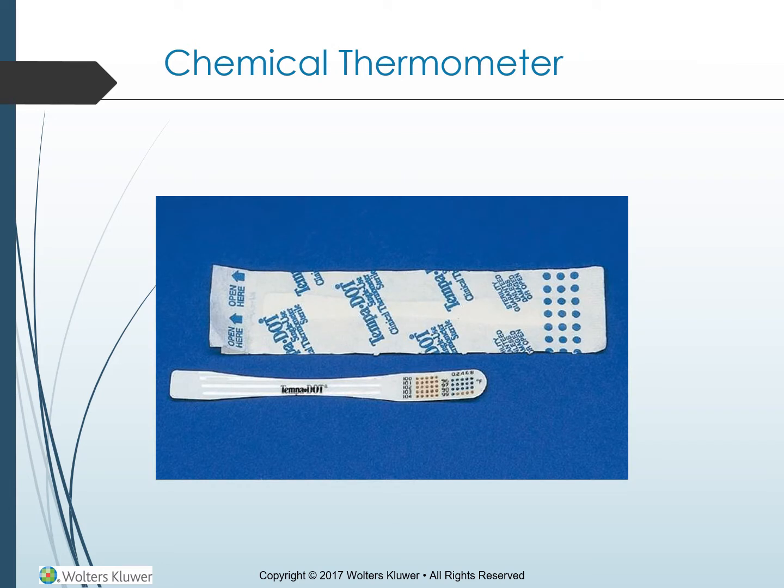The chemical thermometer is the Tempadots. They're inexpensive, they're good for isolation patients, and they are disposable. And again, these are sublingual. You put them underneath the tongue, you leave them in for a minute, take it out, and read the dots. And there'll be blue dots up to the point where the temperature can be read.